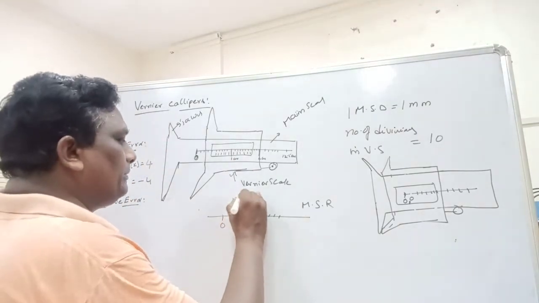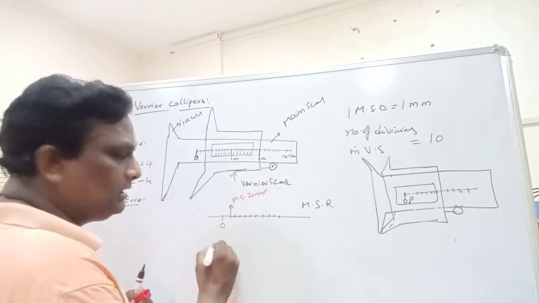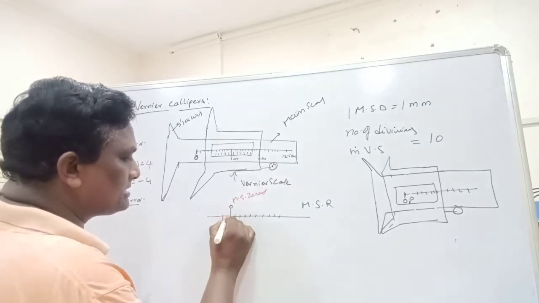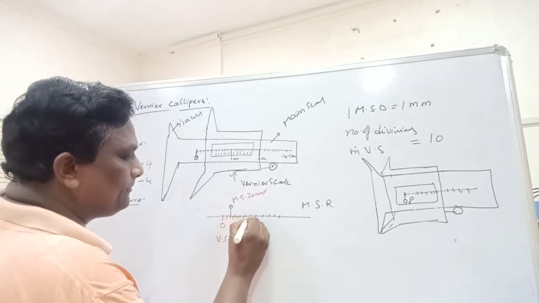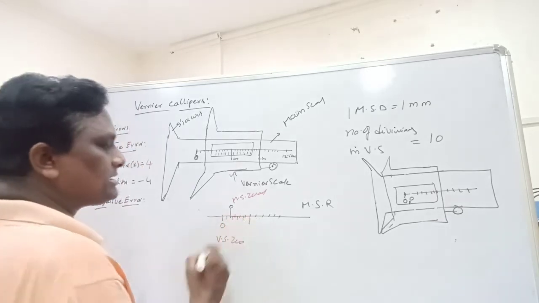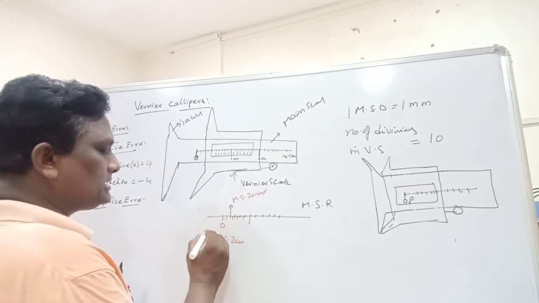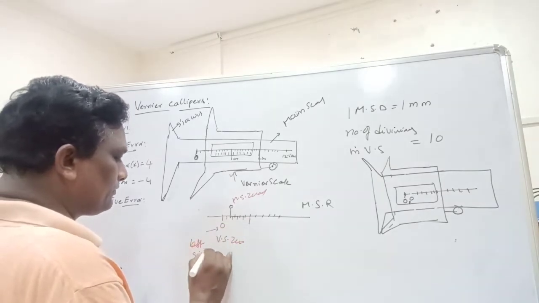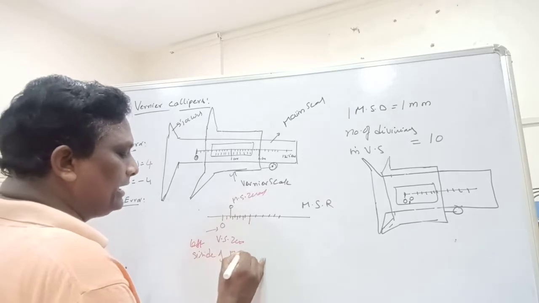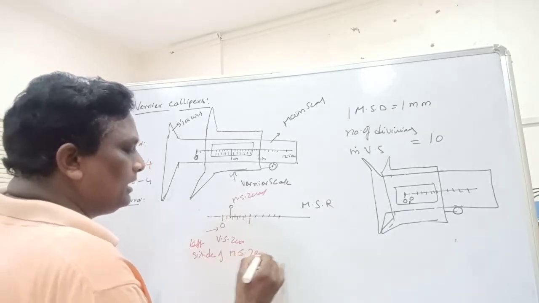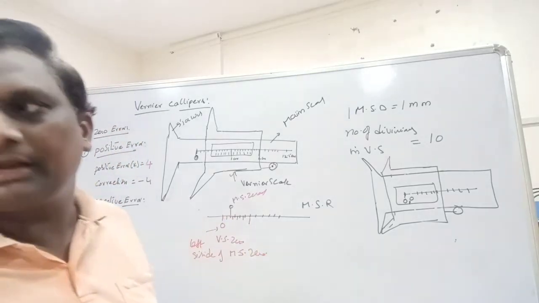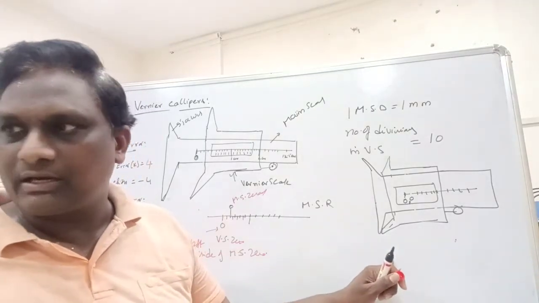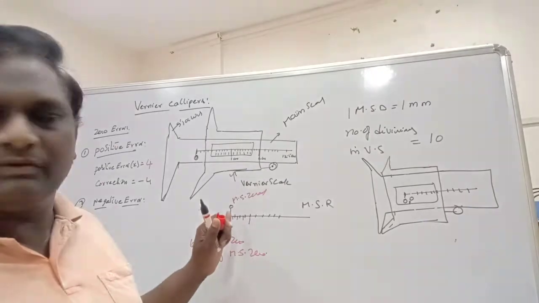So this is main scale 0. Is it correct or not? And this is Vernier scale 0. Suppose it is left like this. Can you understand what I am telling? Yes. So it is on the left side like this. Suppose it is on the left side of main scale 0, then we call it the negative error. Right side means positive error. Left side means negative error.